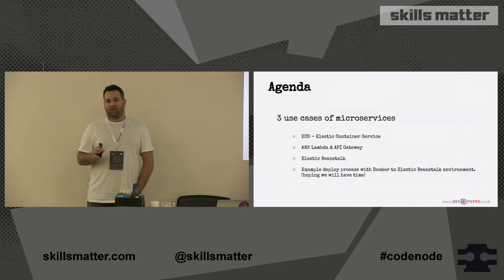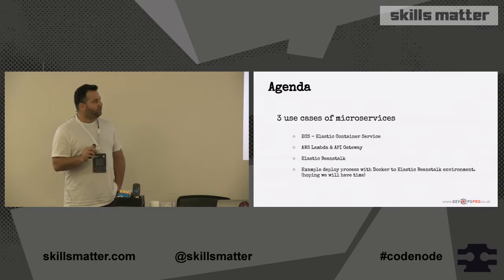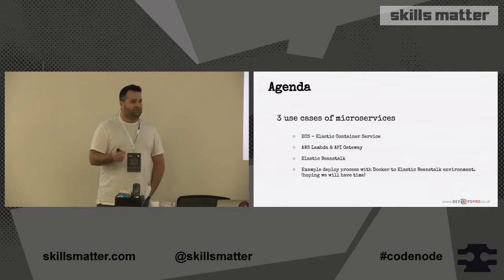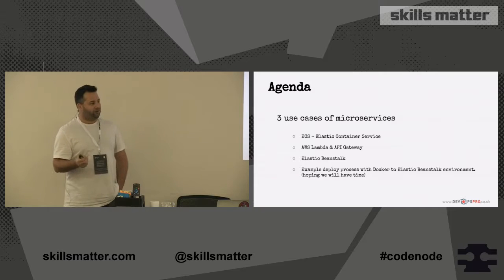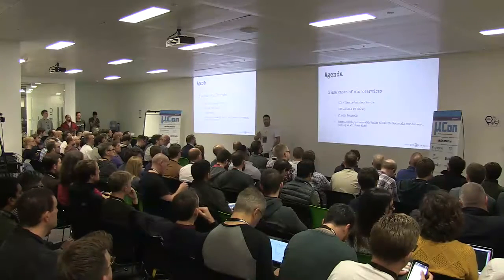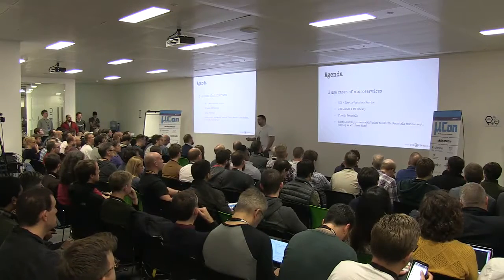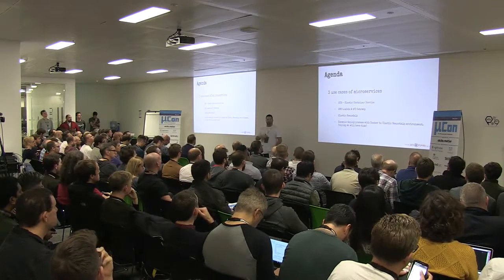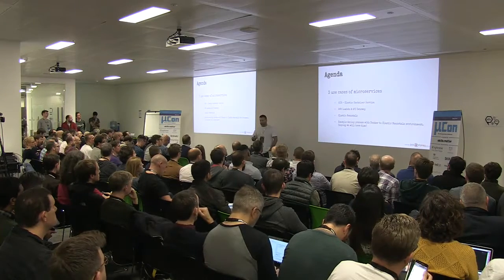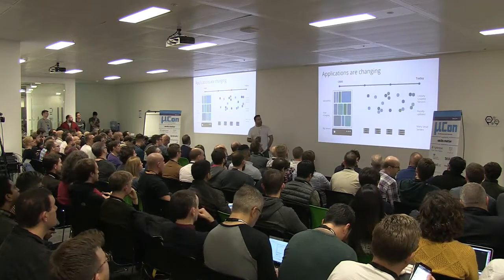Elastic Beanstalk is Amazon's PaaS, which means they provide you everything from the platform side, the hardware, you just bring your application and run it. And hopefully, as I said, we will have time to show the creation of an Elastic Beanstalk environment and deploying a small Node application onto it automatically. So let's start.